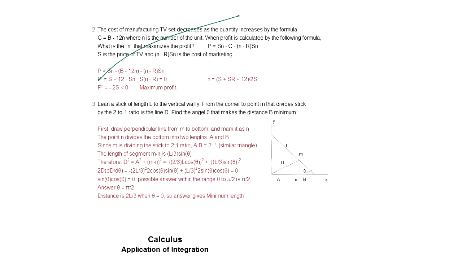This is an interesting problem. A linear stick of length L leans against the vertical wall Y from the corner, and the point M that divides the stick in a 2:1 ratio is on a line D. Find the angle theta that makes the distance B minimum. Distance B minimum. So this is the B.